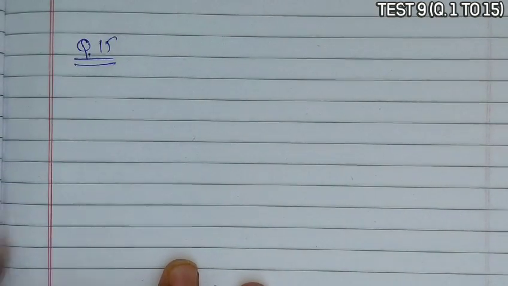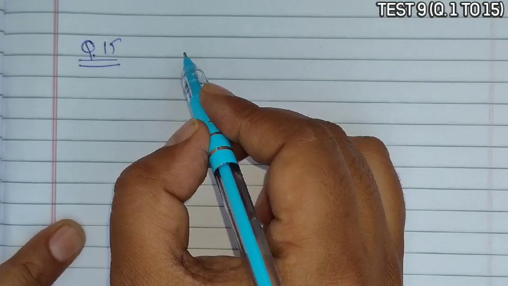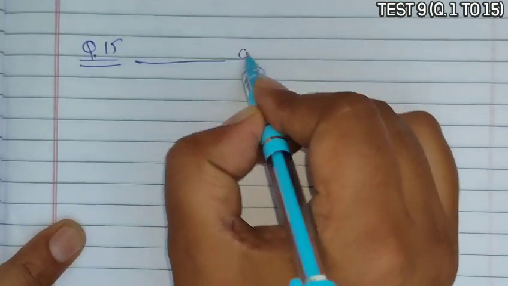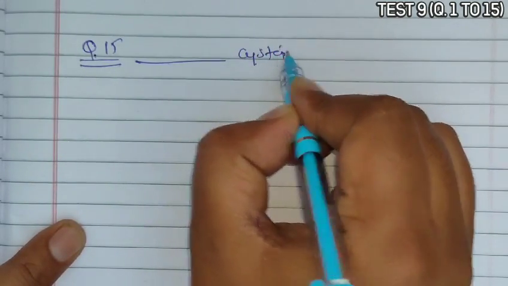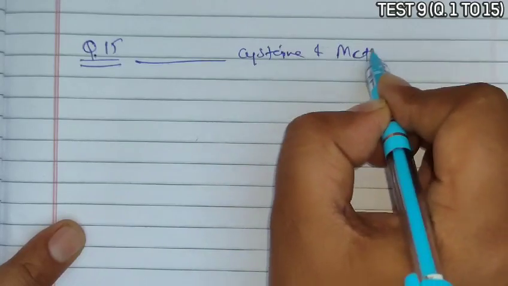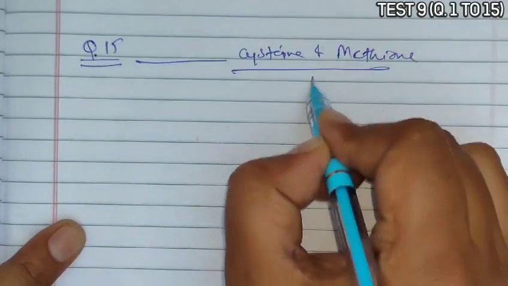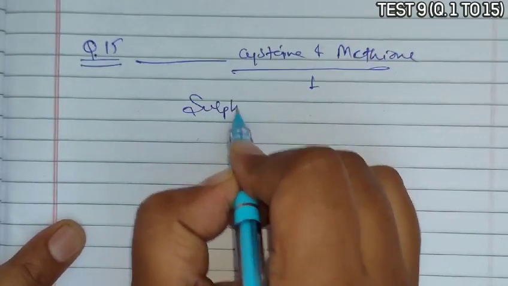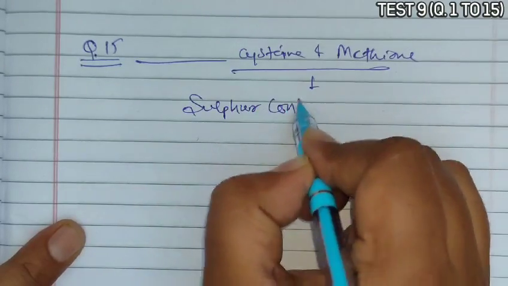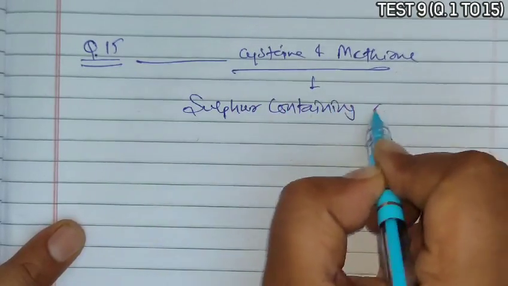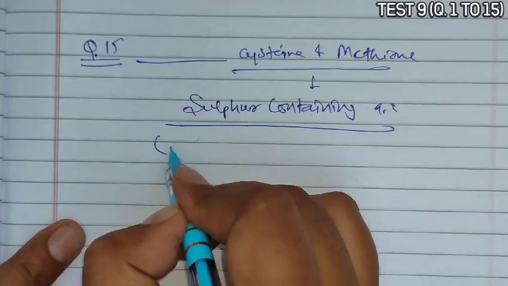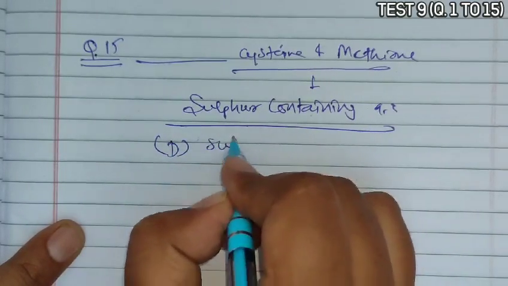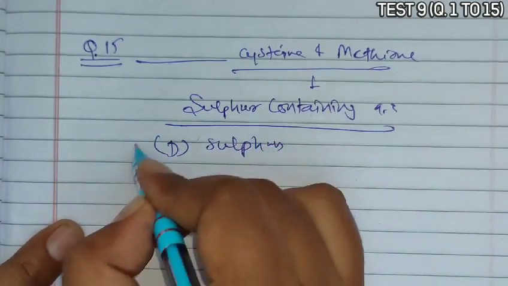Next is question 15. Question 15 asks that blank is present in two amino acids, cysteine and methionine. So cysteine and methionine, as we know, are sulfur containing amino acids. So option D, sulfur, becomes the correct answer.